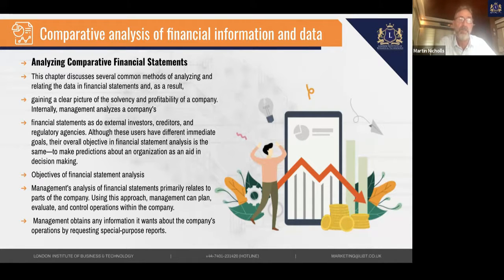objectives. Similar. Management analysis of financial statements primarily relates to parts of the company. Using this approach, management can plan, management can evaluate, and they can control operations within a company. And what we're seeing within a company is lots of departmental P&Ls or income statements, whatever you want to call them, lots of departmental P&Ls that come together to one ultimate P&L for the business as a whole and all the rest of it. But we break it down. The organization breaks it down into workable chunks, if you like, to go through.